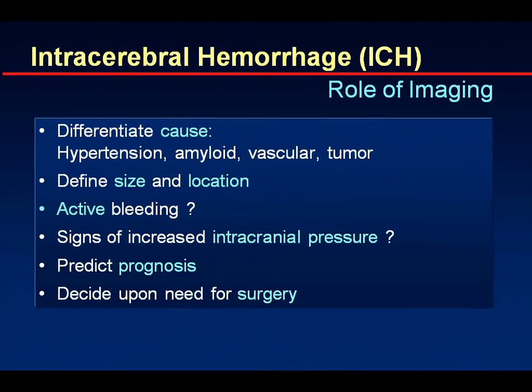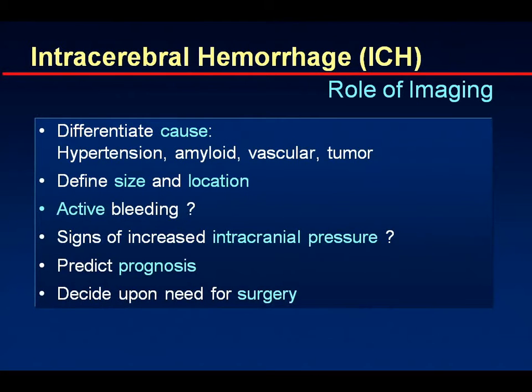When we look at the role of imaging, we would like to differentiate whether it is a hypertensive bleeding or a bleeding due to amyloid angiopathy, whether there might be a vascular origin. In other words, do we see an AVM or an aneurysm or signs of vasculitis, or is there even a tumor? All these things we can see from imaging. We would like to define size and location, that's clear.